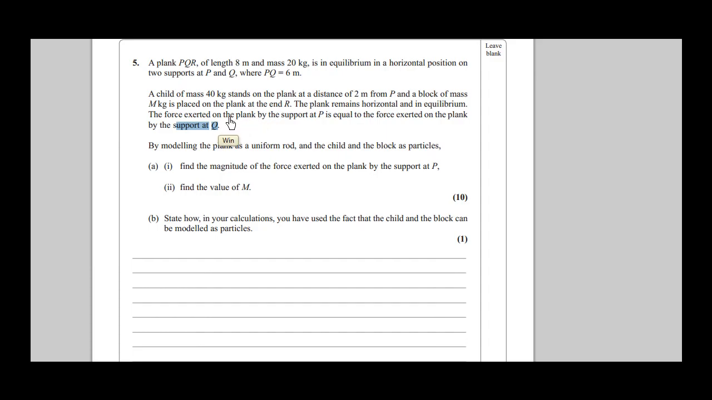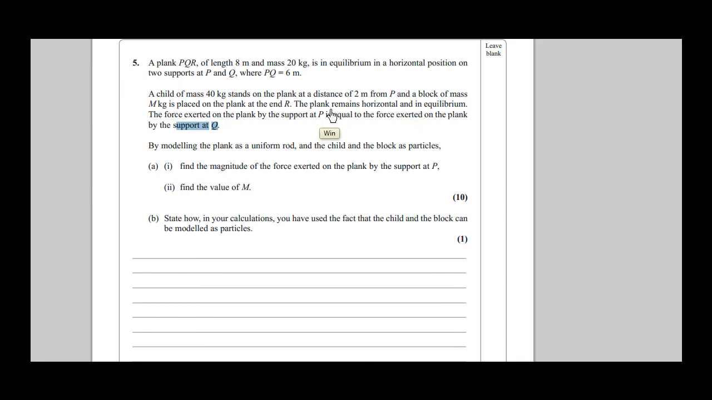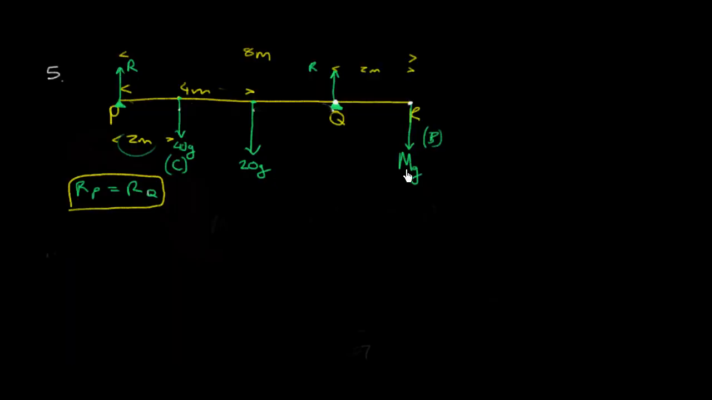And then they say there's a child of 40 kilos standing at a distance of 2 meters from P. So that's 40 kilos standing at 2 meters from P, and at the center it's a uniform plank with a mass of 20 kilos. So here in the middle at 4 meters I've put 20g for the weight going down. And then there is a block with mass M kilos placed at the edge of the plank at R, and we don't know the mass of it, so Mg placed at R.